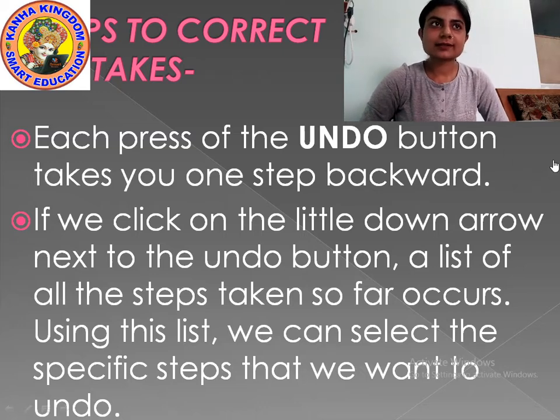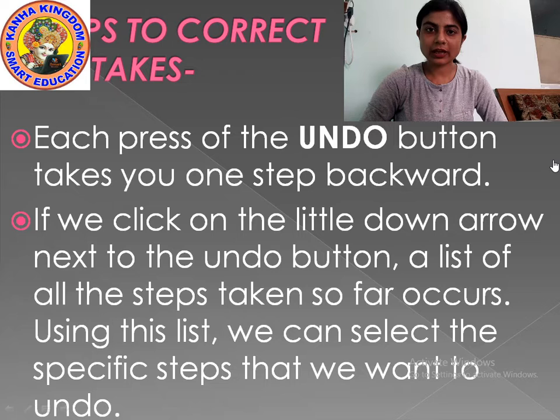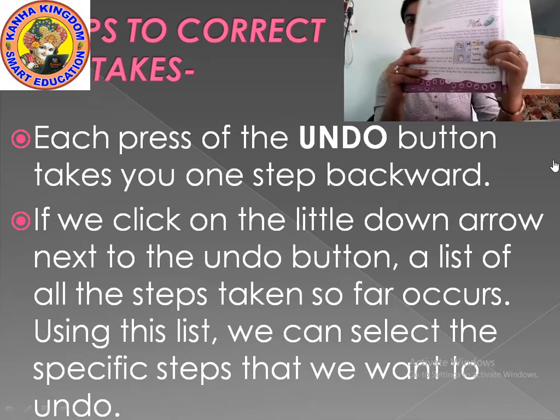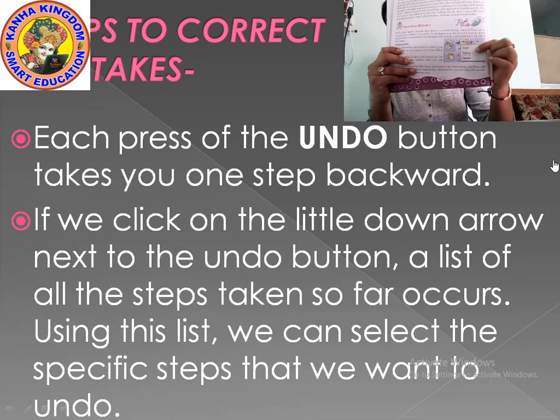Now students, what are the steps to correct mistakes? Okay? There are few steps to correct mistakes that you have done in your document. The first step is each press of the undo button takes you one step backward. This undo button is situated in the left corner at the top of your MS window page. In the left corner you can see this undo button. Let me show you. It will look like this. Can you see? This is the undo button.